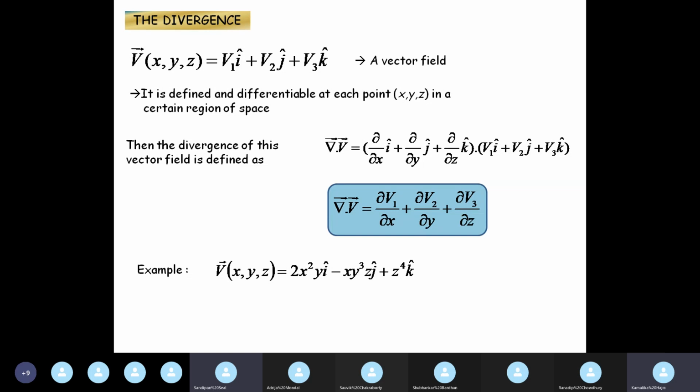4x i cap, 4x plus 3y square plus 4z cube. 4x y hobe y minus of hocche 3y square xz plus 4z square, ekdom z cube.